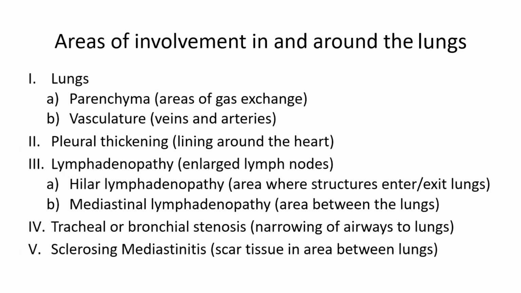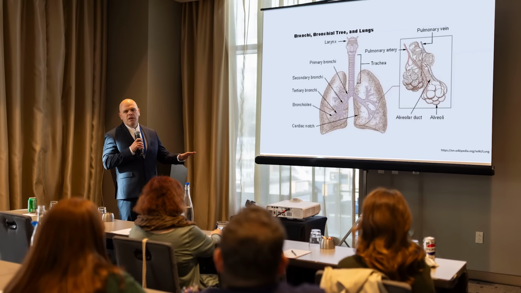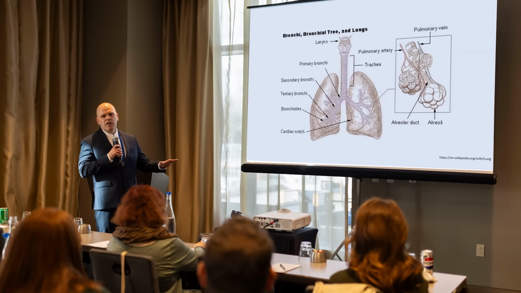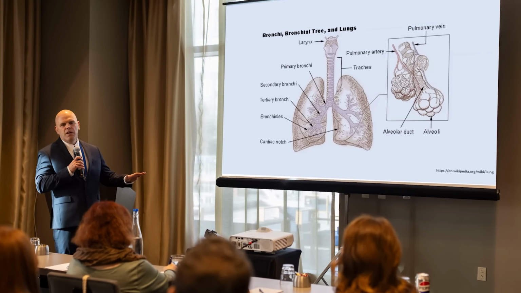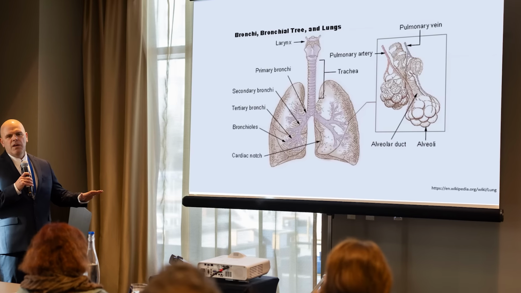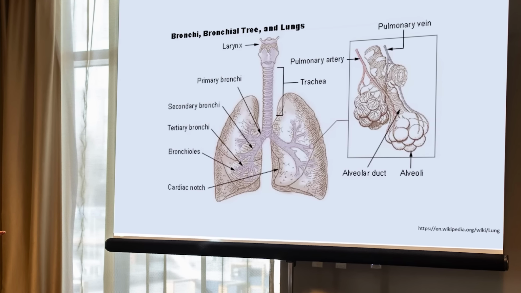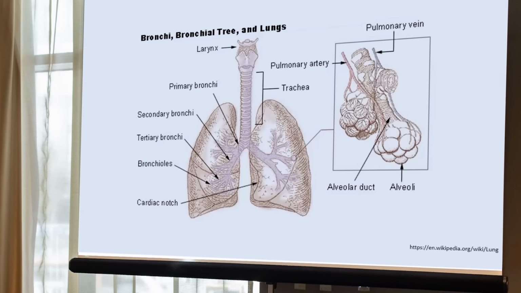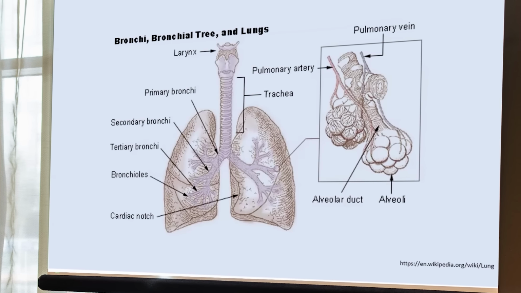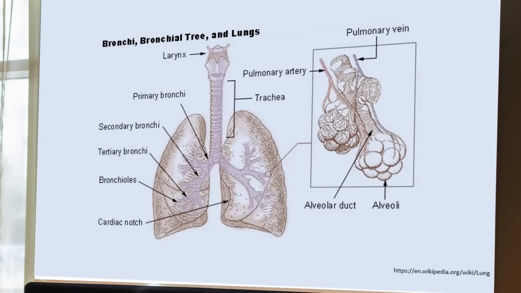In terms of ways that IgG4 can affect the lungs, it can affect the parenchyma, and that's the gas exchange component of the lungs. You saw the alveoli there in the surrounding areas. It can also affect the blood vessels in the lungs as well as the airways. Sometimes it can cause thickening of the lining around the lungs. And also it can cause enlarged lymph nodes. Typically that's going to be in the mediastinum, the area in between both of the lungs, or it can be in that hilar area that we showed earlier.